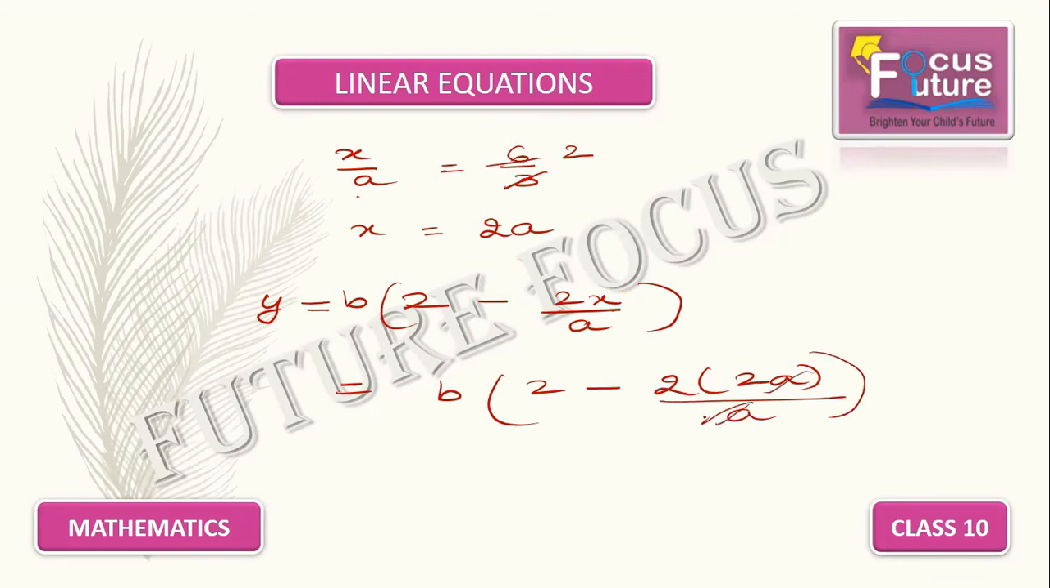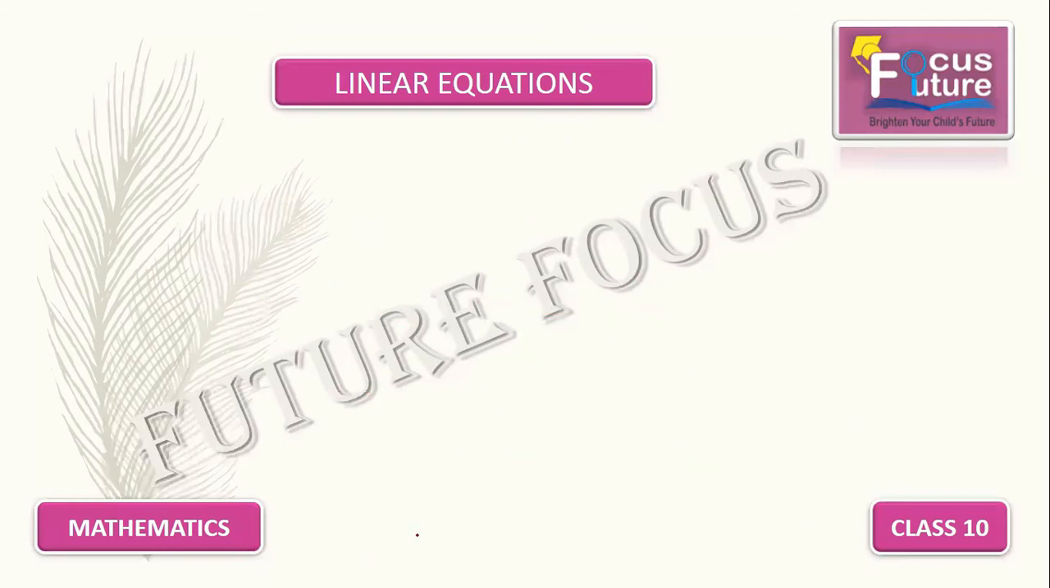A would cancel out. So you would get b into 2 minus 2 into 4. So that would be b into 4 minus 4 and 2 is plus. So that would be minus 2, so it would be minus 2b. So y would be minus 2b. So here your x is 2a and y is minus 2b.